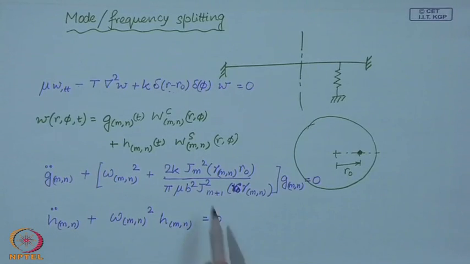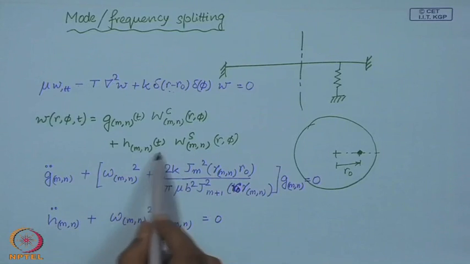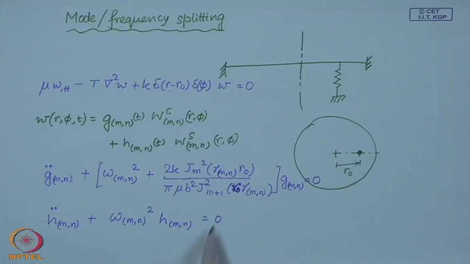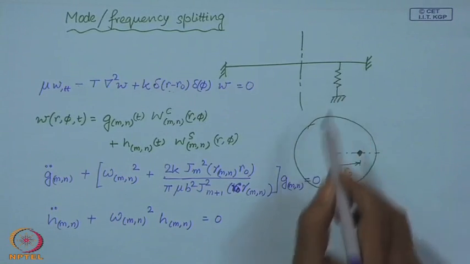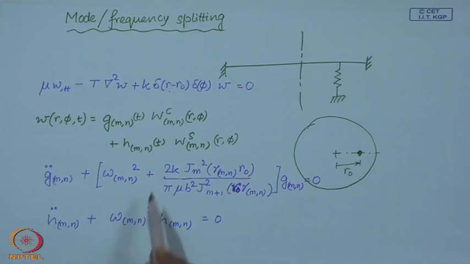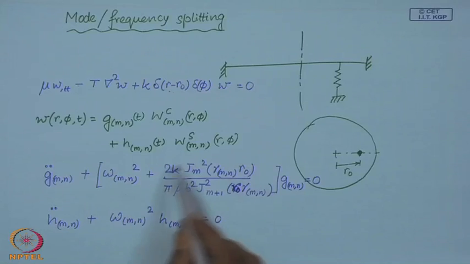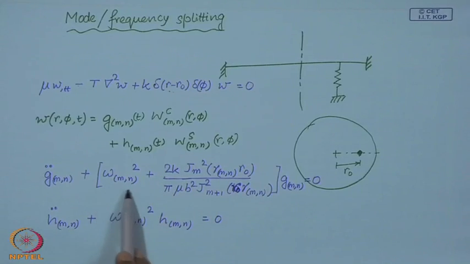So, you see that this corresponds to the sine modes, and the sine mode has the node here. So, the sine mode remains unaffected because of the spring, whereas the cosine mode gets affected, and this is the additional term that comes with omega m n square. So, which means that the frequency of these two modes now gets separated. This is called mode splitting or the frequency splitting.